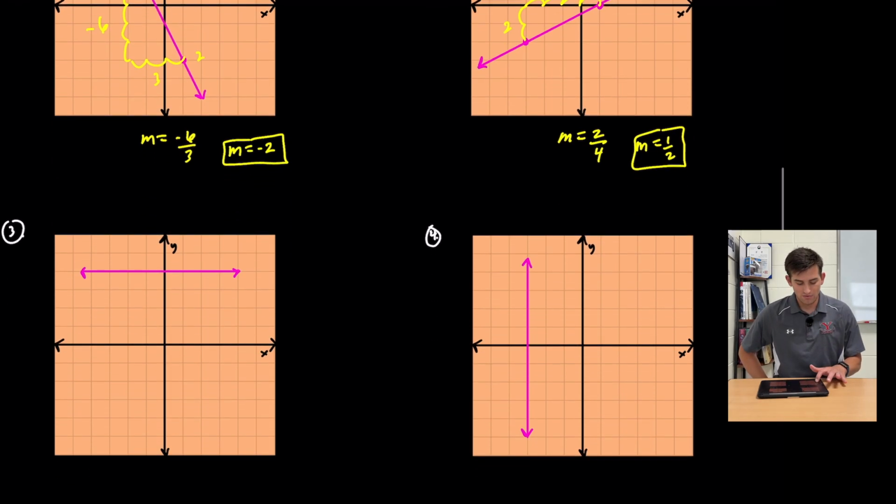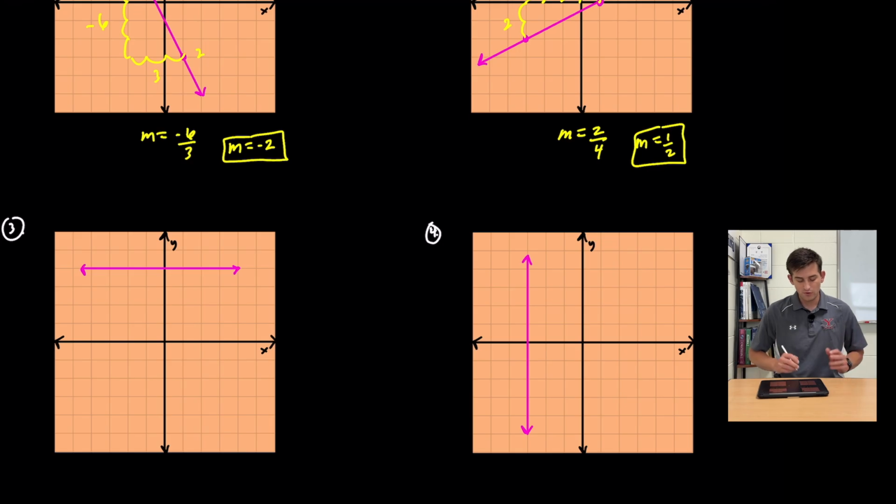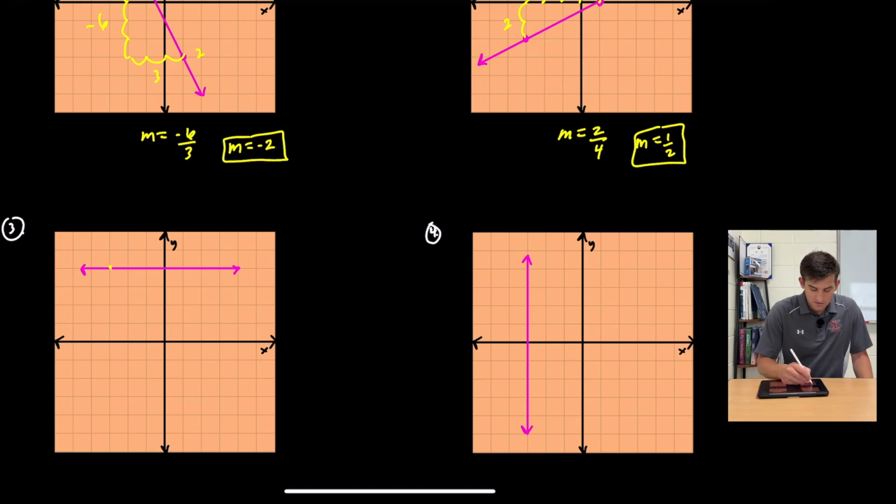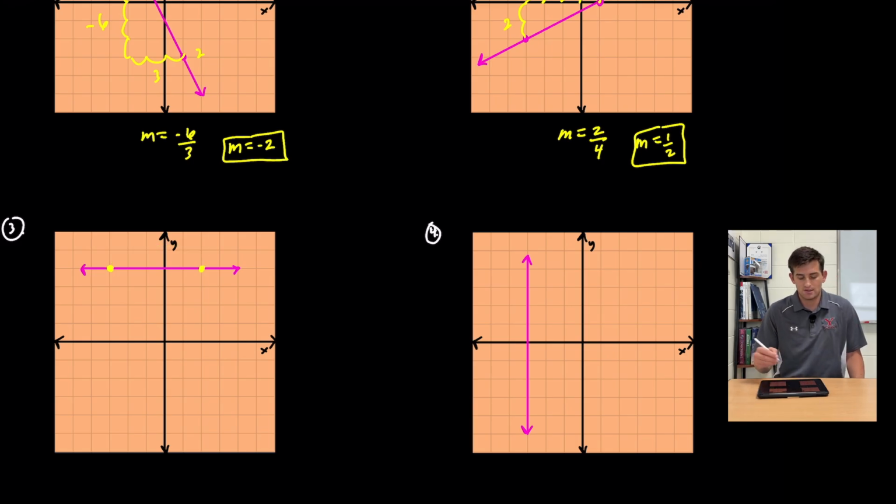All right, now number 3. If we notice on number 3, okay, we have a horizontal line. So if we try to think about rise over run, right, let's pick a couple points. Let's say we have this point here and this point here, okay? Well, do we rise at all? No, right? We don't go up or down to get to the other point, right? It's straight across.